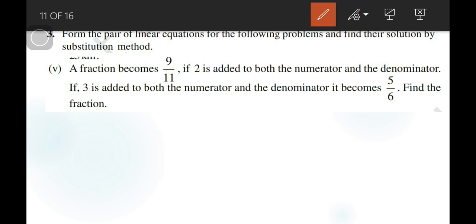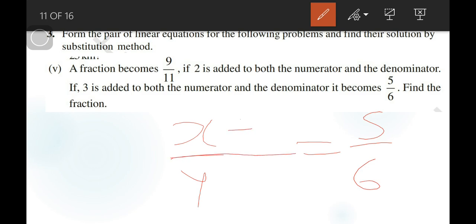Now about the second one: if 3 is added to both the numerator and denominator, then it becomes 5 by 6. Meaning x by y is the fraction, and it will be 5 by 6 if 3 is added to the numerator and denominator, meaning x plus 3 over y plus 3 will be equal to 5 by 6. So it is equation number 2.